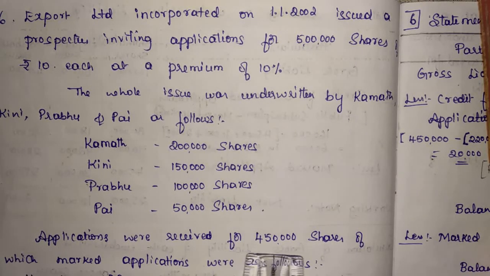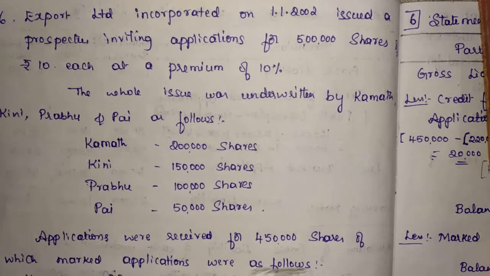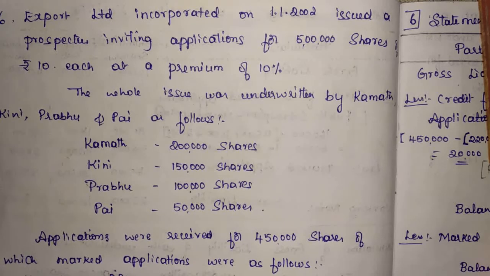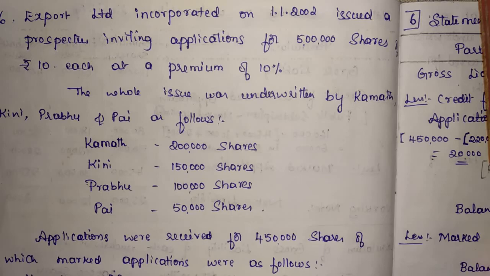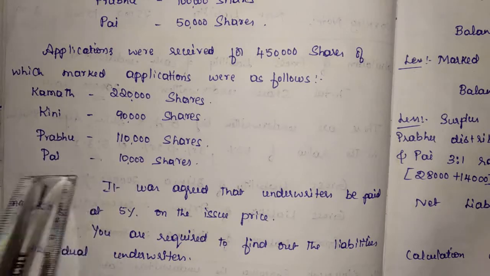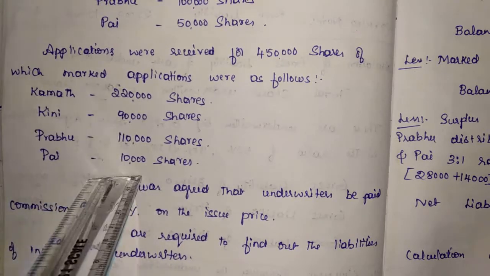Applications were received for 4,50,000 shares, of which marked applications were as follows. So from the public the company receives applications for 4,50,000 shares. Then the marked applications of each of the underwriters are given here. First Kamath 2,20,000 shares, Kini 90,000 shares, Prabhu 1,10,000 shares, Pai 10,000 shares. So these are the marked applications.